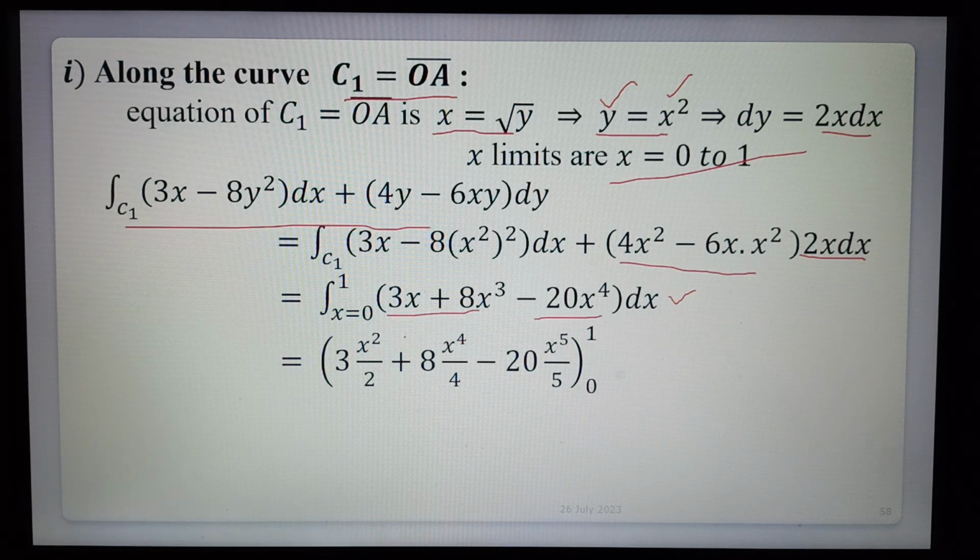So that is equal to 3 into x square by 2 plus 8 into x power 4 by 4 minus 20 into x power 5 by 5. Substituting limit 0 to 1, that is 3 by 2 plus 2 minus 4. Simplification is minus 1 by 2. This is the first value along C1. Similarly, we have to find along C2.